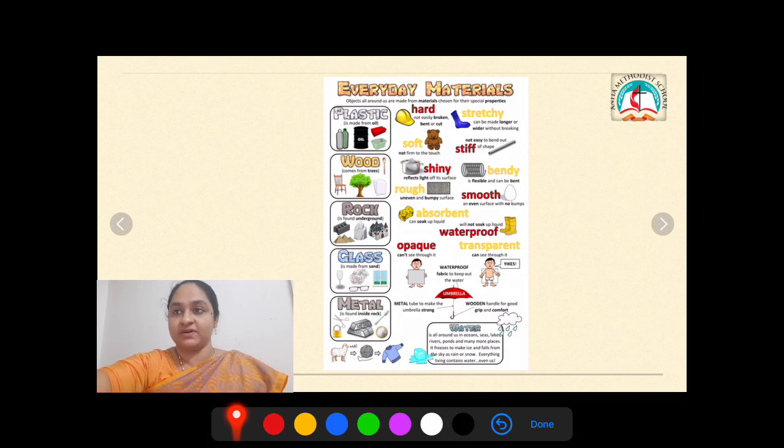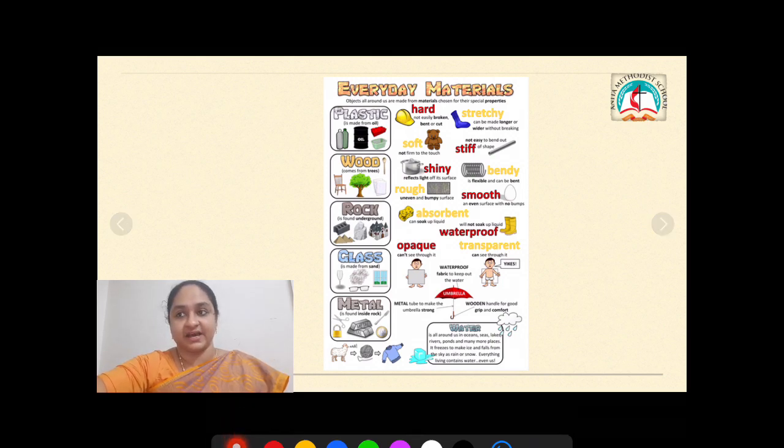Soft, not firm to the touch. Stiff ones, not easy to bend out of shape. Shiny, reflects light off its surface. Bendy material is flexible and can be bent. Rough, uneven and bumpy surface. Smooth, an even surface with no bumps. And we will also learn about absorbent material, waterproof material, opaque, transparent materials in the next class.